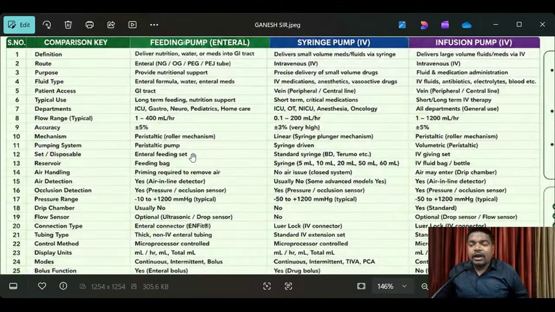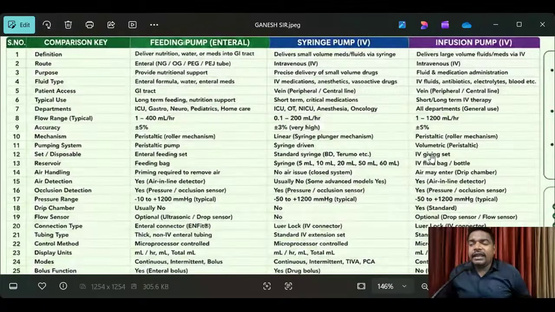Now for syringe pumps, the standard syringes are BD, Thermo, etc. These are available. If you take any medical equipment, the proper accessories and spares should be available, and you should use only those. Otherwise, if you use low-quality material, it will not function properly. That's why I'm saying this. Listen carefully. Come on, set disposal, see here.